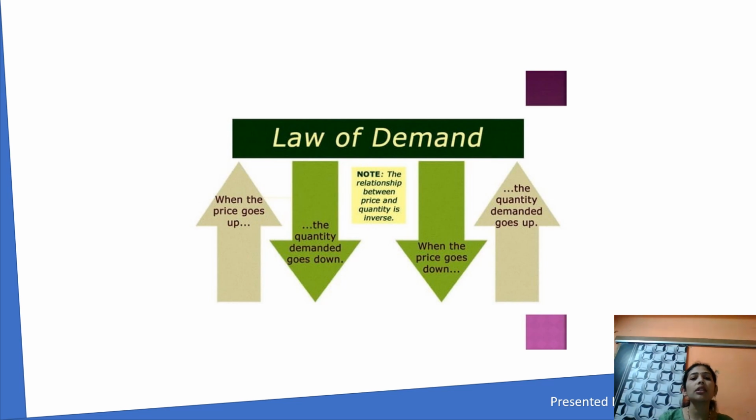Next, the law of demand. When the price goes up, then the quantity demanded goes down. When the price goes down, the quantity demanded goes up.